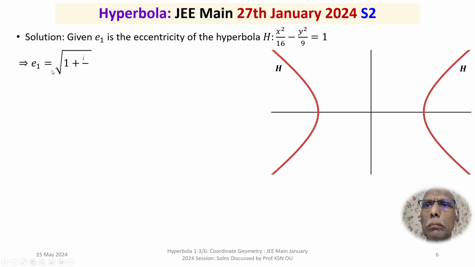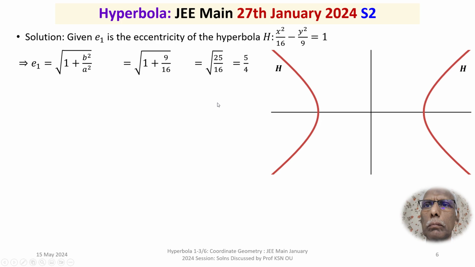Now, what will be the E1? E1 will be equal to under the square root of 1 plus b square by a square. That is equal to under the square root of 1 plus b square, that is 9, by a square, that is 16. And simplifying, we will get it is equal to 5 by 4. Right, it is greater than 1.